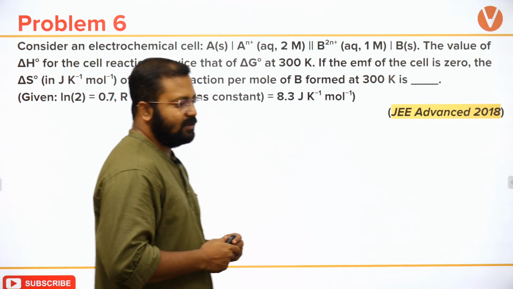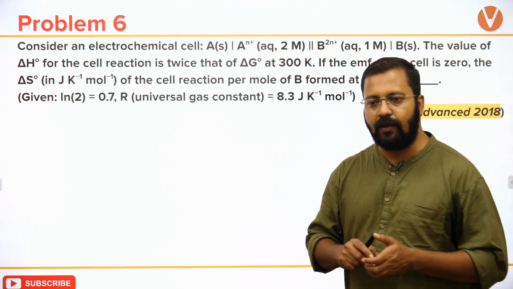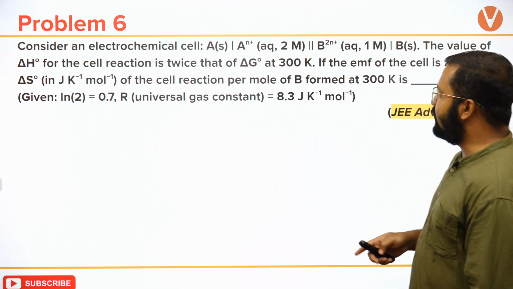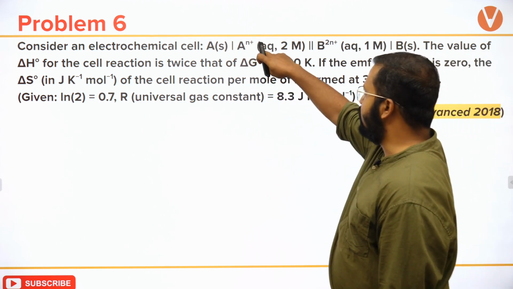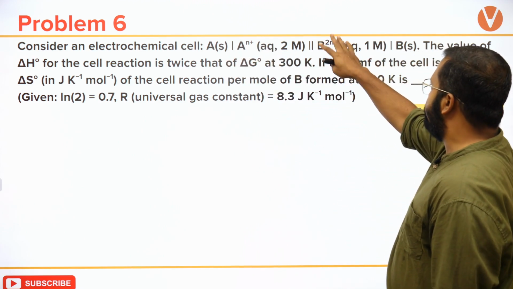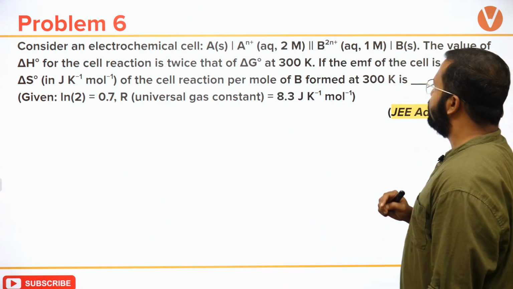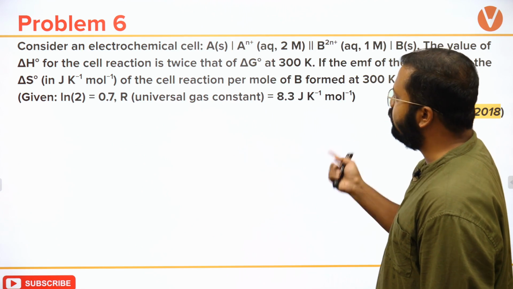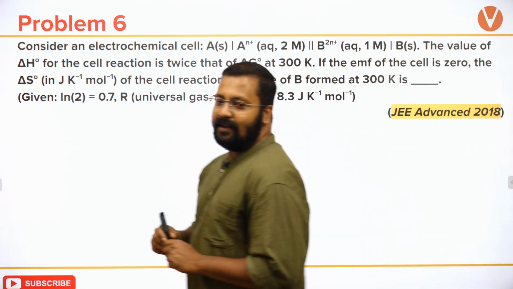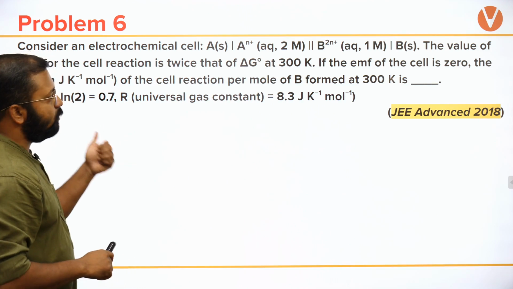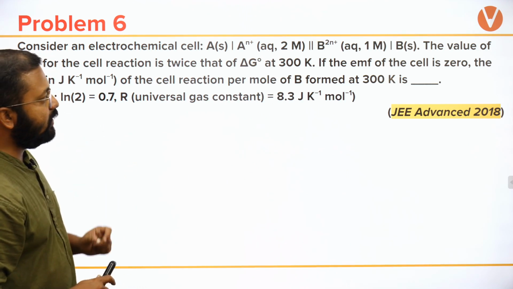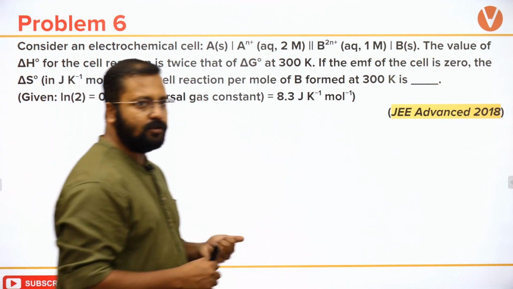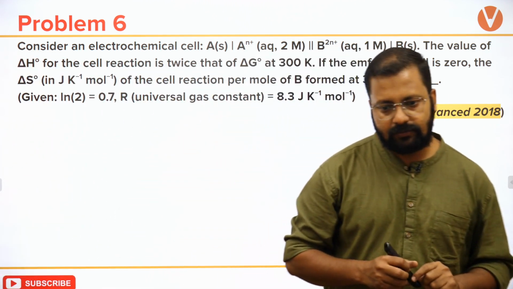Next question is this. Consider an electrochemical cell where A is changing into A^n plus and B^n plus is changing into B. The value of delta H naught of the cell reaction is twice that of delta G naught. Delta H naught is given as twice that of delta G naught. If the EMF of the cell is 0, the delta S naught is equal to what?